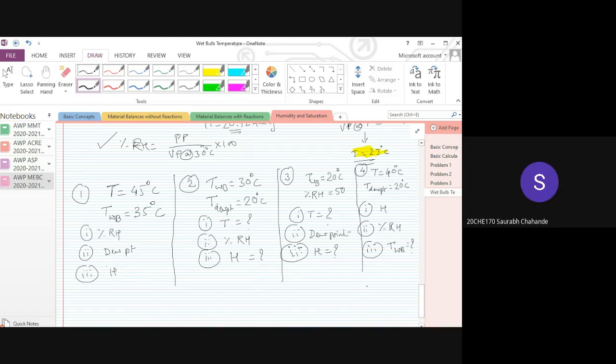Okay. So there are two ways in which we can measure the humidity of the air. One is to measure the dew point. Another is to measure the wet bulb temperature. Either you measure the temperature and the dew point, or the temperature and the wet bulb temperature, and the humidity you can calculate.